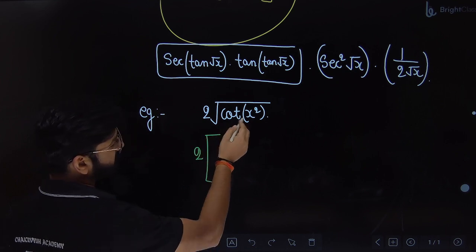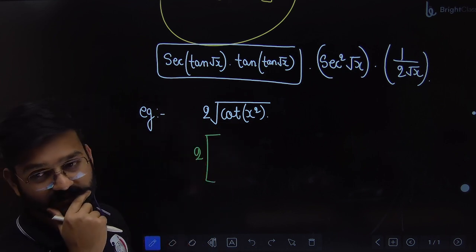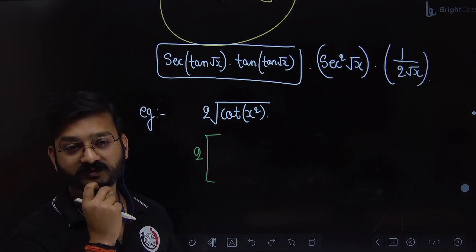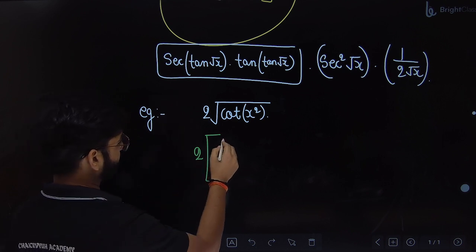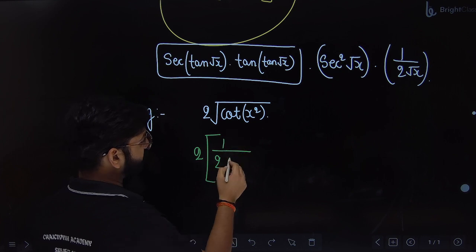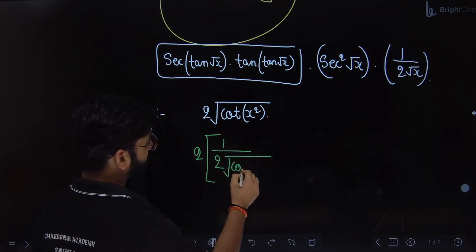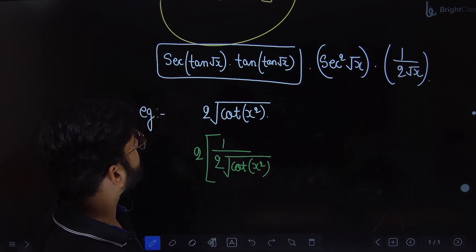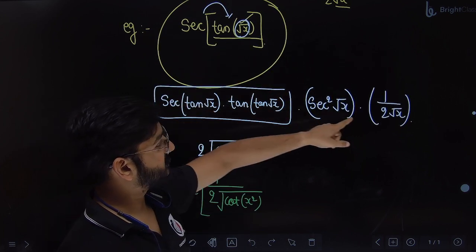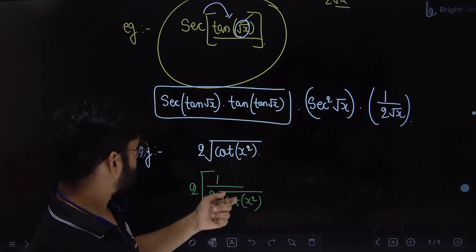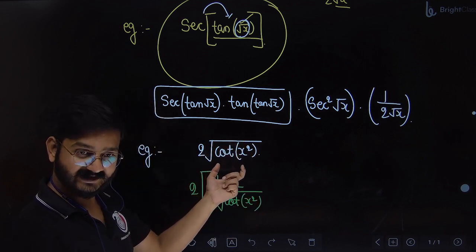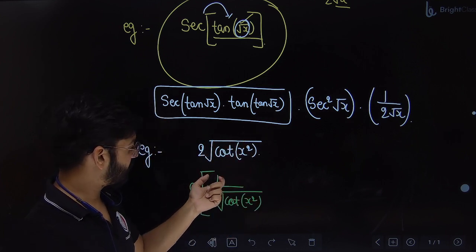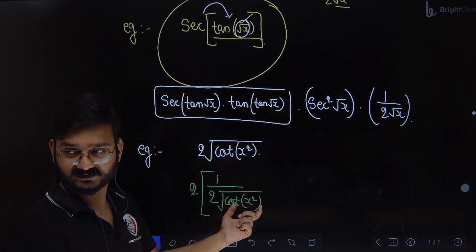So cot is inside. What is the differentiation of square root? 1 by 2 times square root. What is inside the square root? Cot of x. Any problem in this? That's what we are doing, right? The differentiation of root x is what? 1 by 2 root x. So for a root, whatever is inside, it will be 1 by 2 times the square root of whatever is inside.